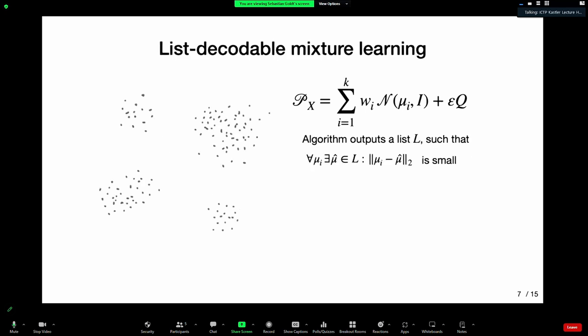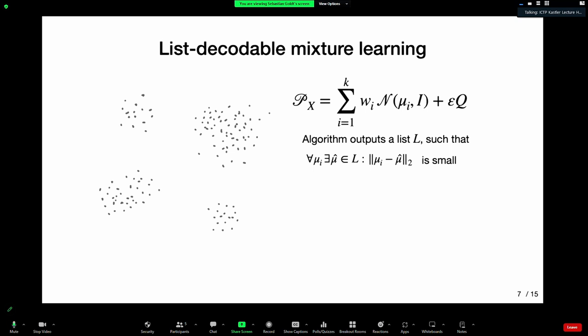So this kind of paradigm of outputting larger lists is called list decodable learning. So in particular, in our case, list decodable mixture learning. Again, given the samples from this distribution, we want to output a list such that this list contains a close approximate estimate for each mean.